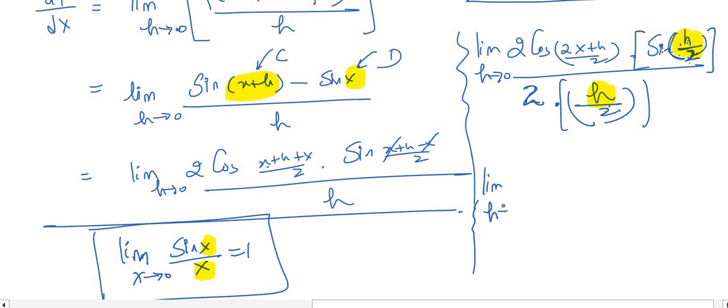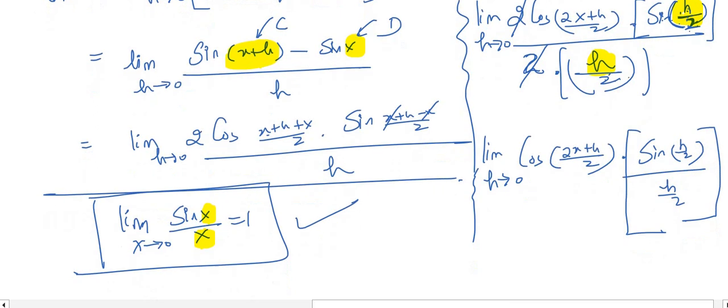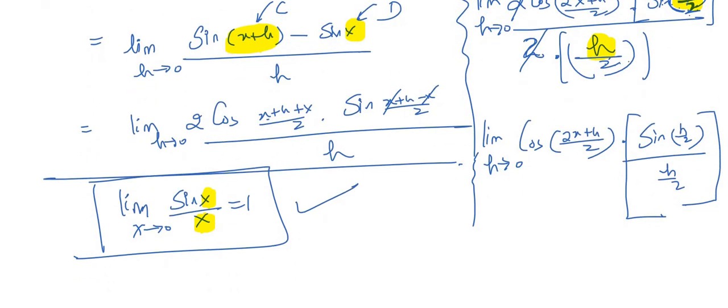Limit h is tending to 0. Look, 2 and 2 will cancel. So this is cos of (2x plus h) by 2 into this by this, so sine of h by 2 divided by h by 2. This part will become 1 because by the principle of limits, I don't have to solve it. Since the upper and lower part is matching, this will become 1.